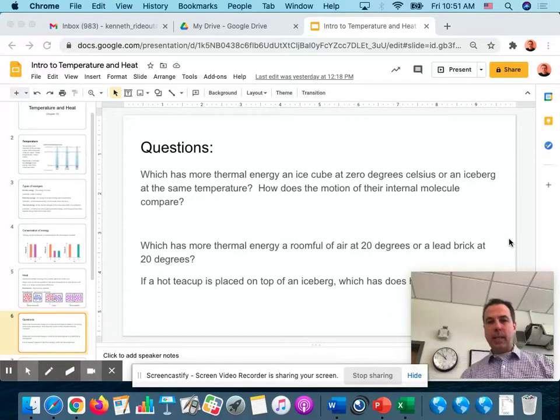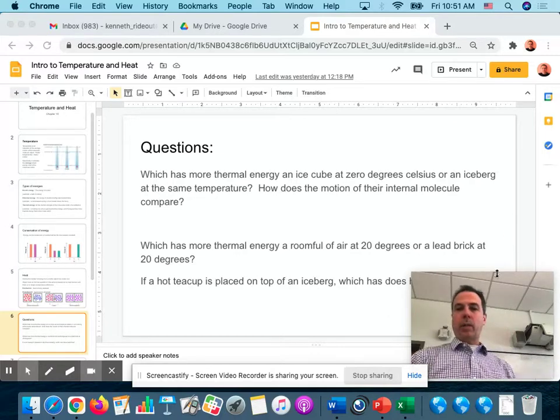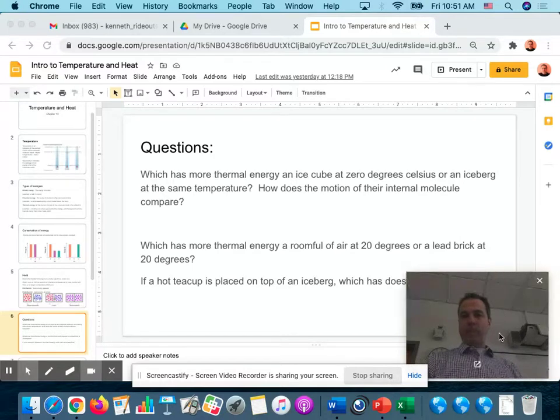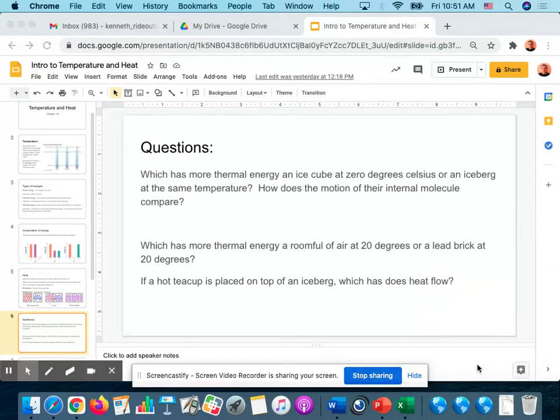If a hot teacup is placed on top of an iceberg, which way does heat flow? Sorry, I didn't word that very well. Which way does heat flow? If a hot teacup is placed on top of an iceberg, which way does heat flow?